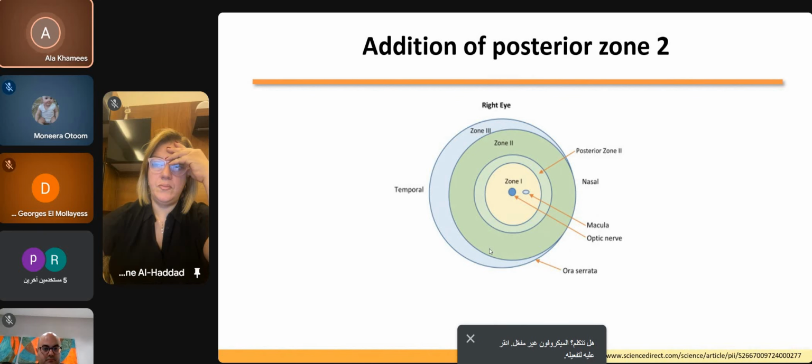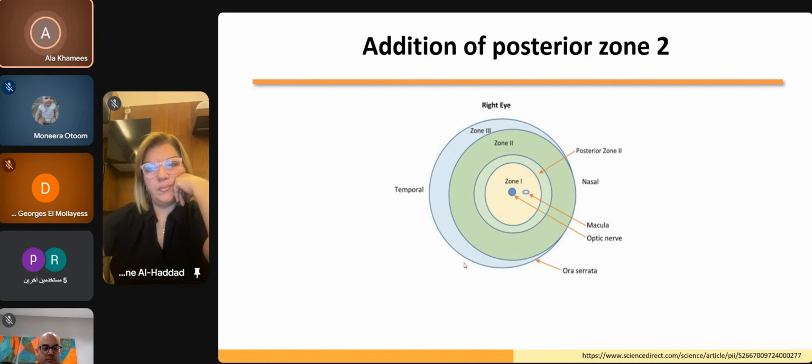ICROP 3 from 2021 added a subdivision of zone 2 closest to zone 1. It's the posterior zone 2, and it's 2 optic disc diameters into zone 2 from zone 1. This is a critical nuance because the more posterior the disease is, the more aggressive it tends to be.